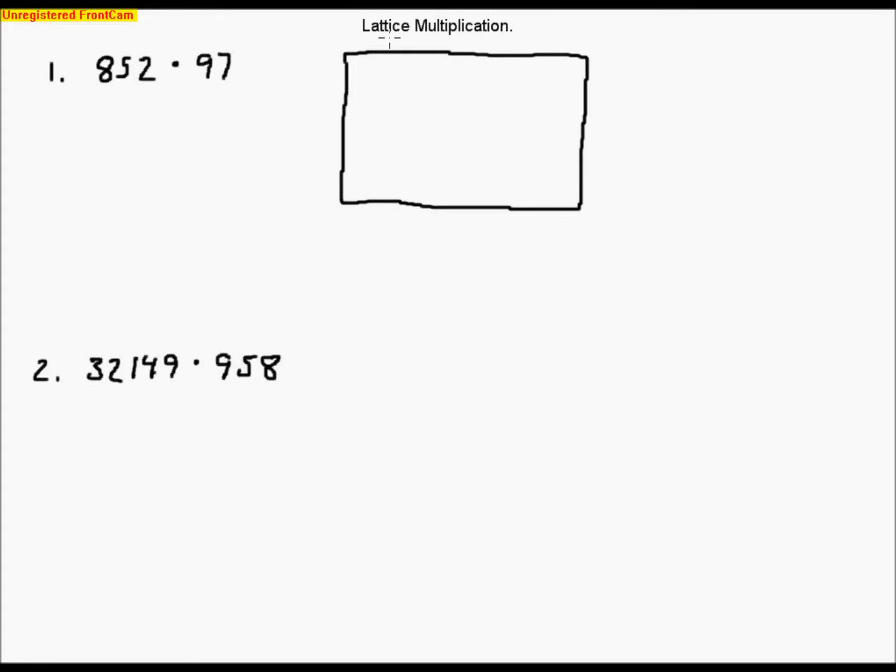And so I'm going to write the 3-digit number up top on the long side of the rectangle, the length of the rectangle. So I put the 8, the 5, and the 2. And then over on this side, the shorter side, I'm going to write the 2-digit number, 9 and 7. Then I'm going to divide this rectangle into boxes. And so I have 3 columns for the 3-digit number, and then I have 2 rows for the 2-digit number.